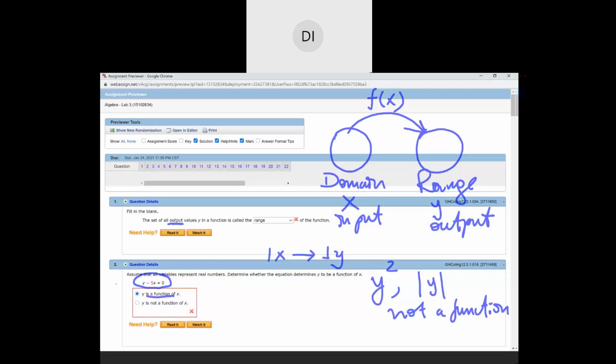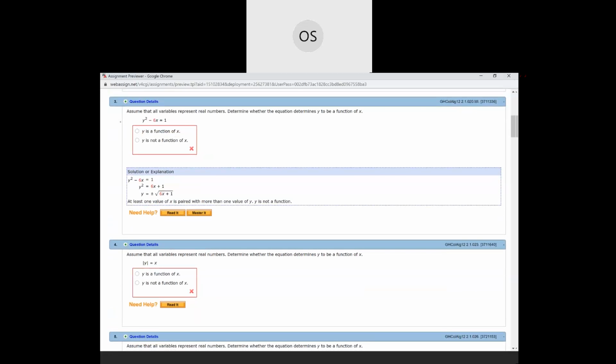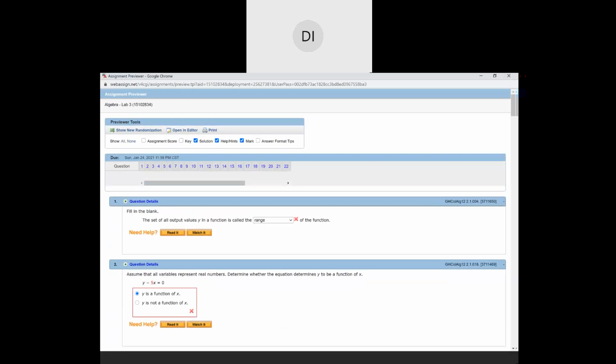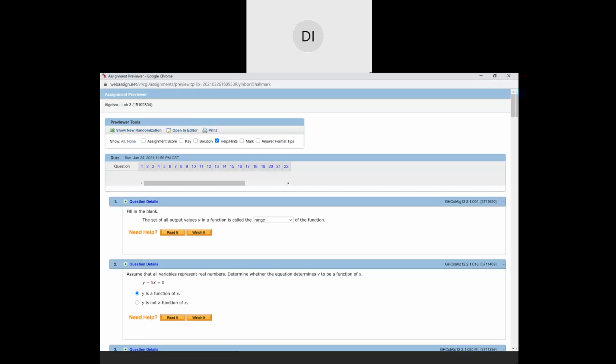So far, so good? Good. Going to the next one, number 3 and number 4. Hold on, let me click. I don't need these solutions. And I don't need these marks. I don't know where this mark is coming from, but okay. So we're going to number 3 and 4.